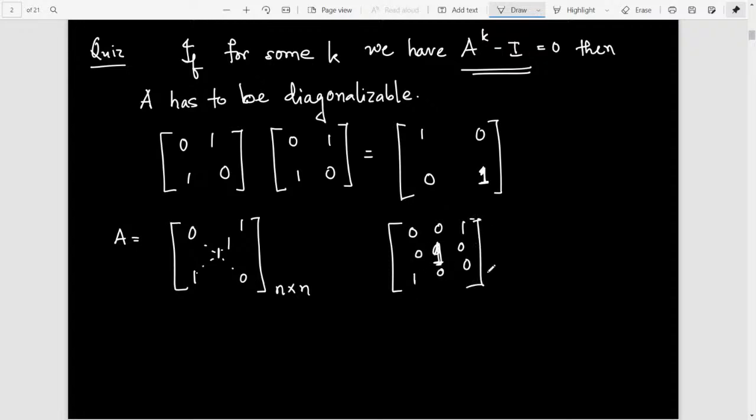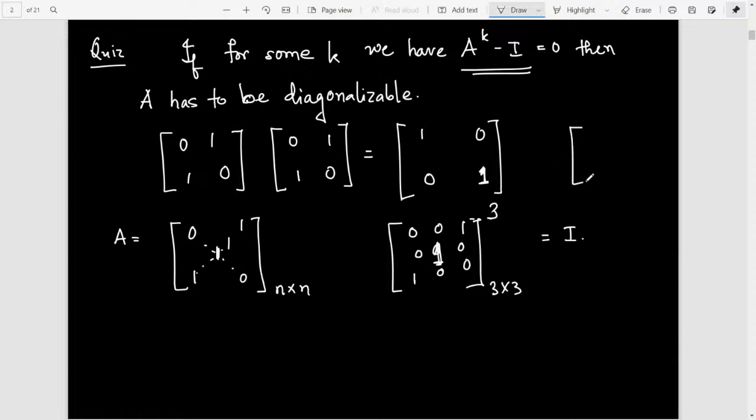So if you have this matrix in 3 cross 3, then cubing it will give you the identity matrix. Okay, so this is the thing, that apart from the diagonal, everything else is 0. The reverse diagonal part is all 1. So that is kind of the reverse identity matrix, reverse diagonal identity matrix.